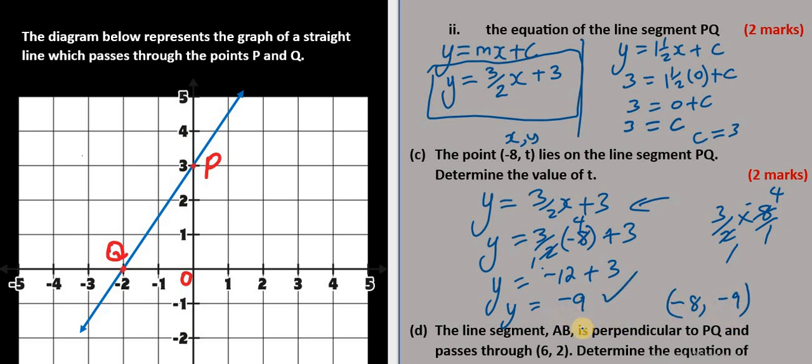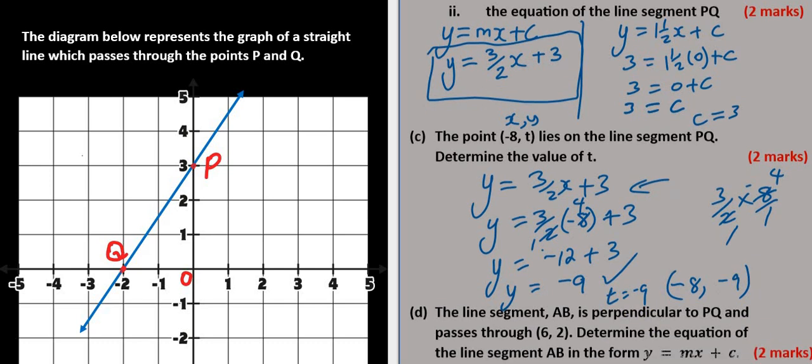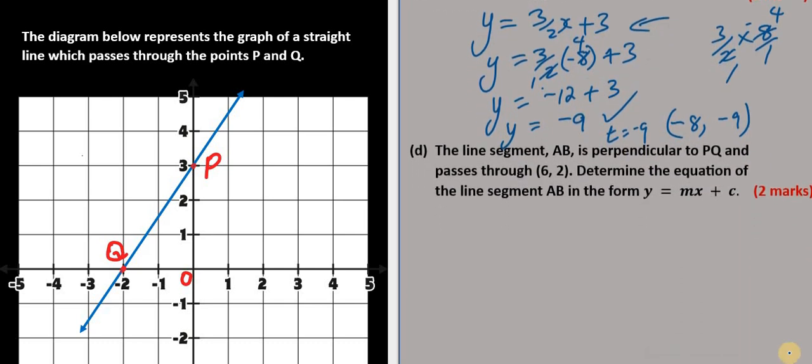Okay, so we found the y coordinate. This is the answer we're looking for. Make sure we state it: T is equal to y, which is equal to -9. All right, let's go down now to the last question.